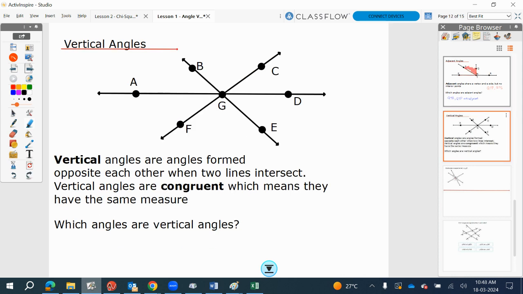Okay, vertical angles. Write down our definition this time. Vertical angles are angles formed opposite each other when two lines intersect. Vertical angles are congruent, which means they have the same angle measure.